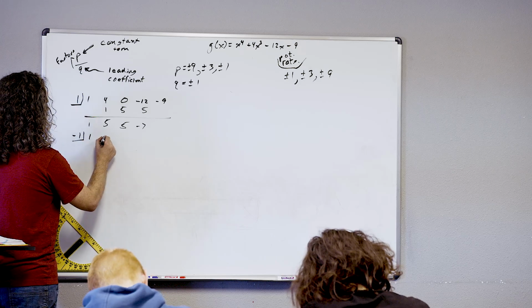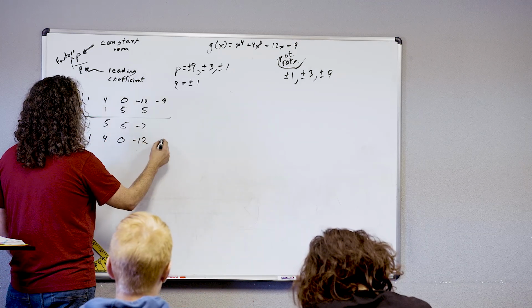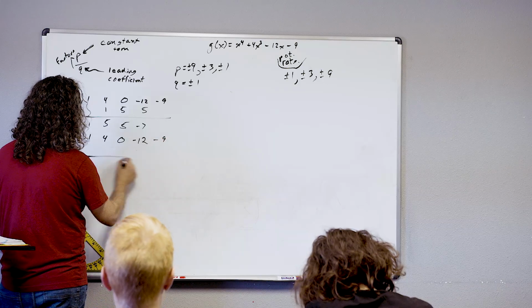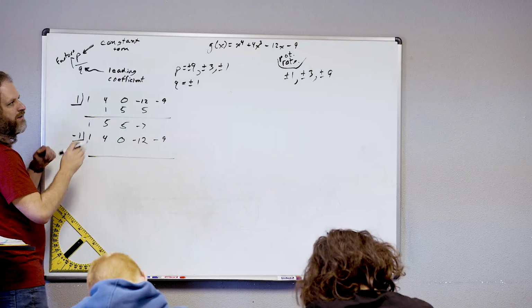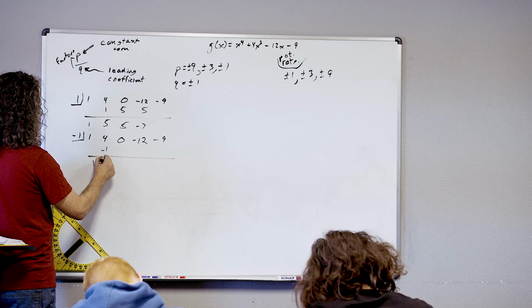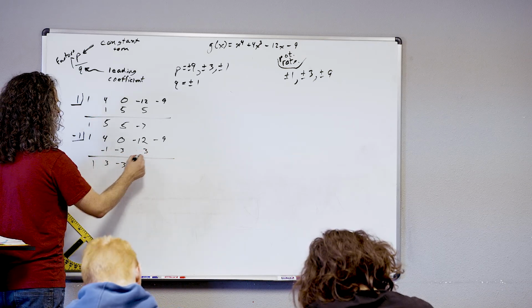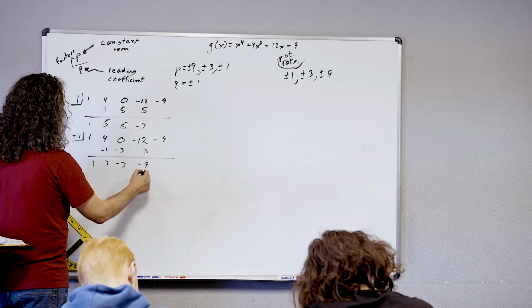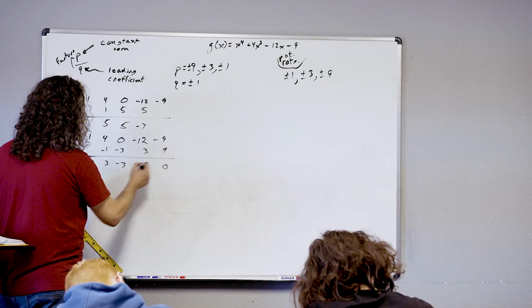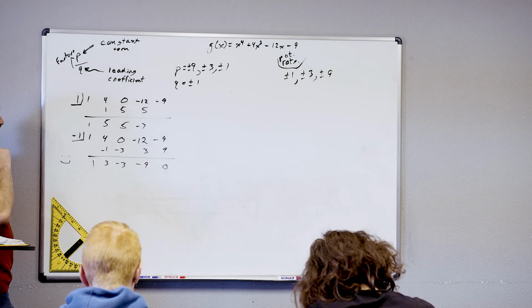In the next few videos of this same lesson, we're going to find other ways to limit our pool. We could actually limit this a little bit further. So 1, negative 1, 3, negative 3, positive 9, negative 9. Look, we found one. Yay. So 1 is a factor.